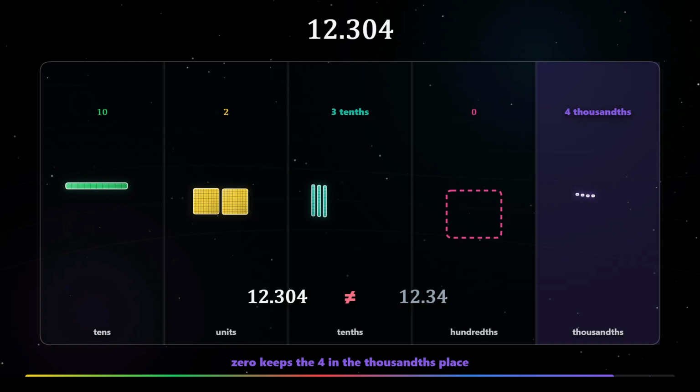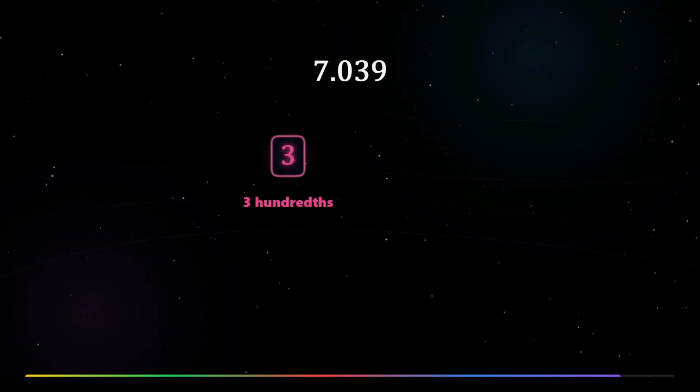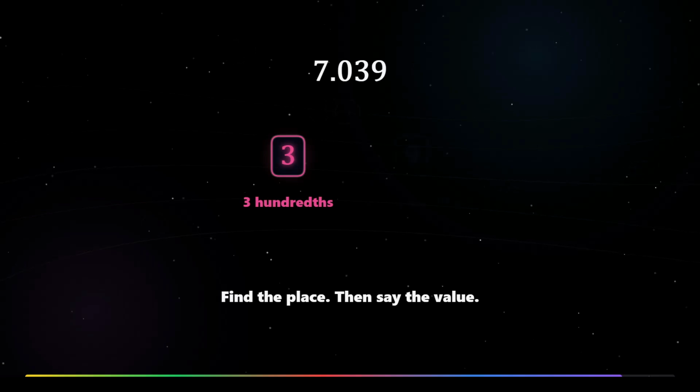Final value check. In 5,086,201, the 8 is worth 80,000. The 6 is worth 6,000. In 7.039, the 3 is worth 3/100ths. The 9 is worth 9/1000ths.